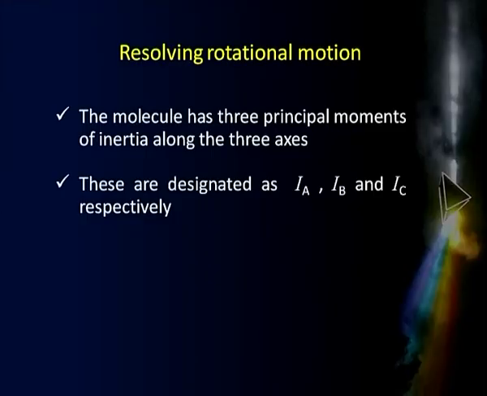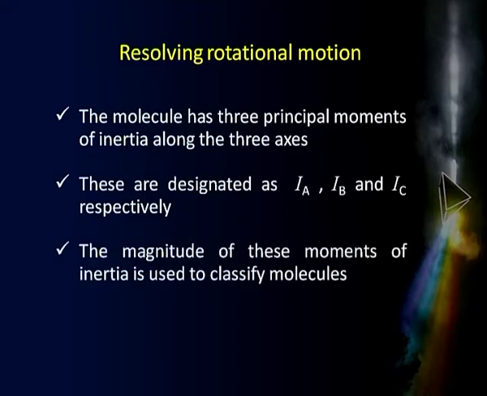I am sure that you all know from your basic school physics what a moment of inertia means. Now, the moments of inertia along the 3 axes, the A axis, B axis and C axis, which typically can be taken as the x axis, y axis and z axis, are designated as IA, IB and IC respectively. Now, the magnitudes of these moments of inertia are used to classify molecules.